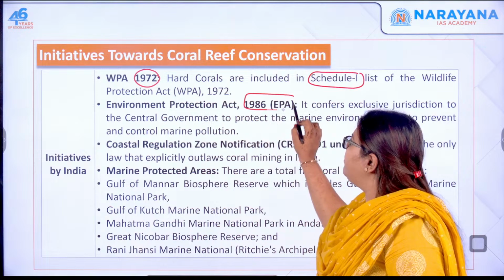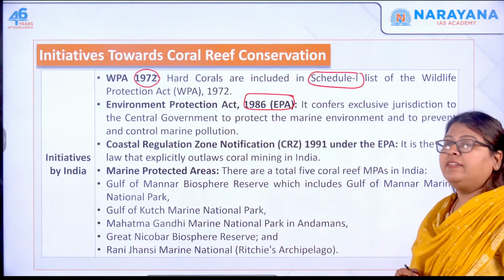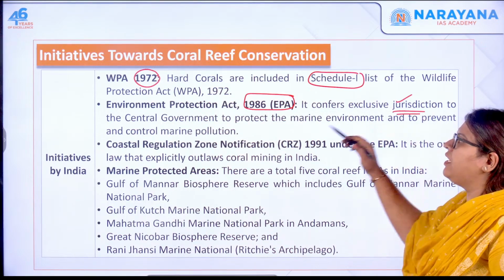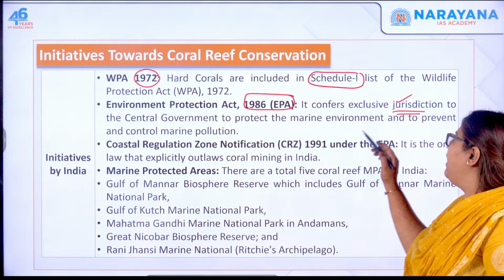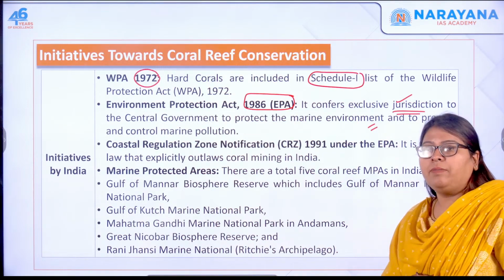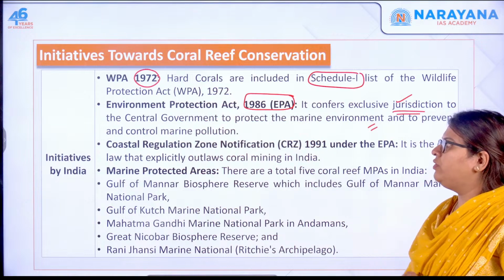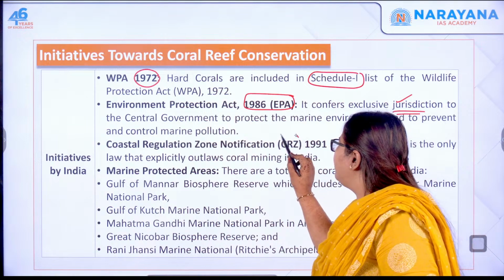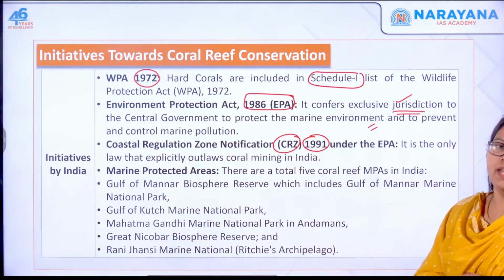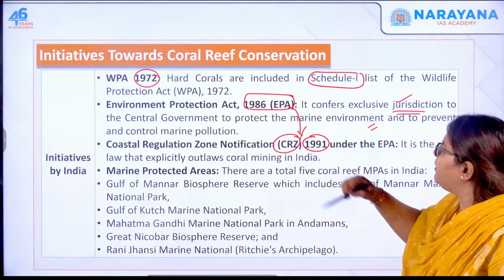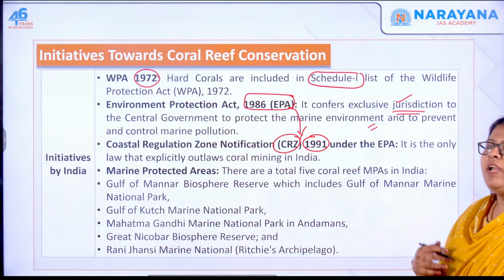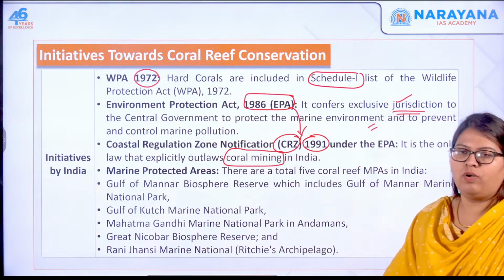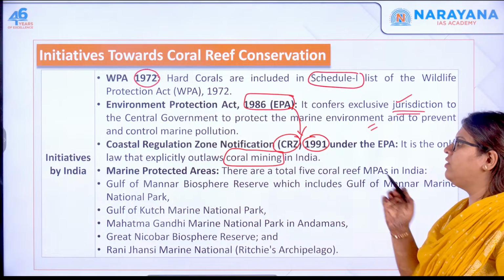Again, EPA, Environmental Protection Act of 1986. This actually gives exclusive jurisdiction to the central government in order to protect the environment and to prevent any kind of menace happening to the marine ecosystem through pollution. Next one, we have the Coastal Regulation Zone of 1991. This is also under the Environmental Protection Act. So here it provides laws that explicitly outlaw coral mining in India. You can't mine corals, okay? So this is what the Coastal Regulation Zone is.